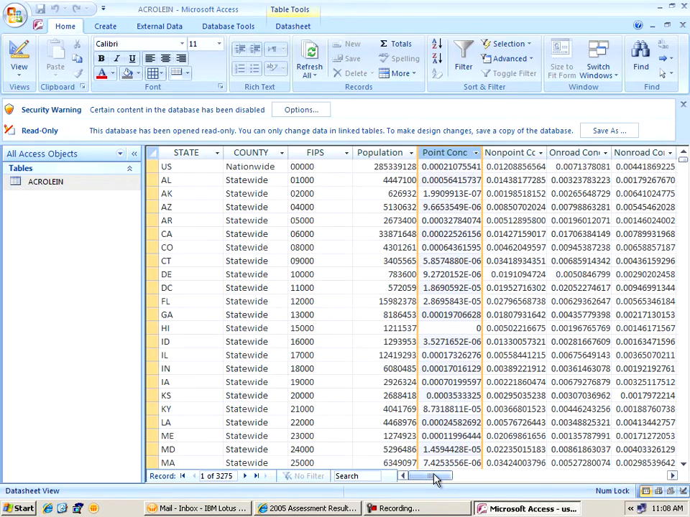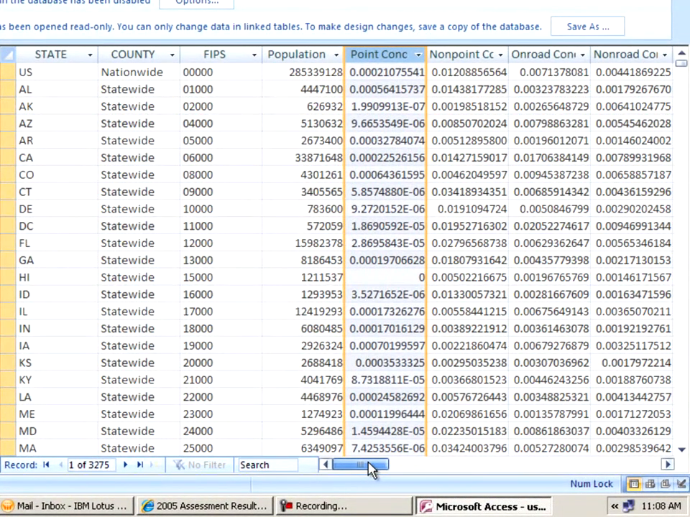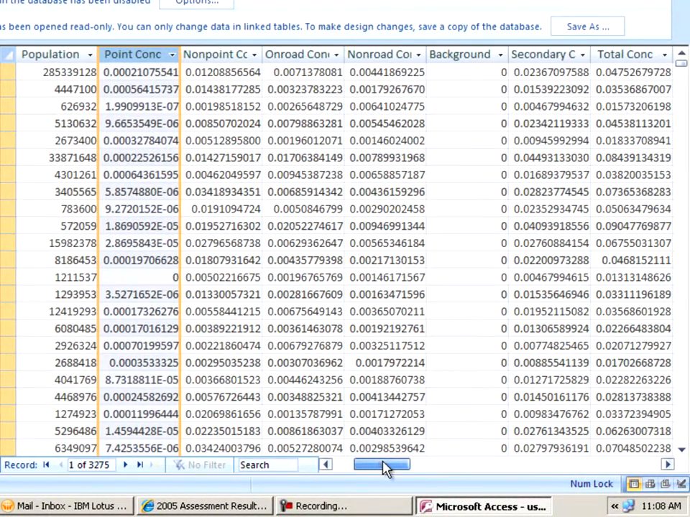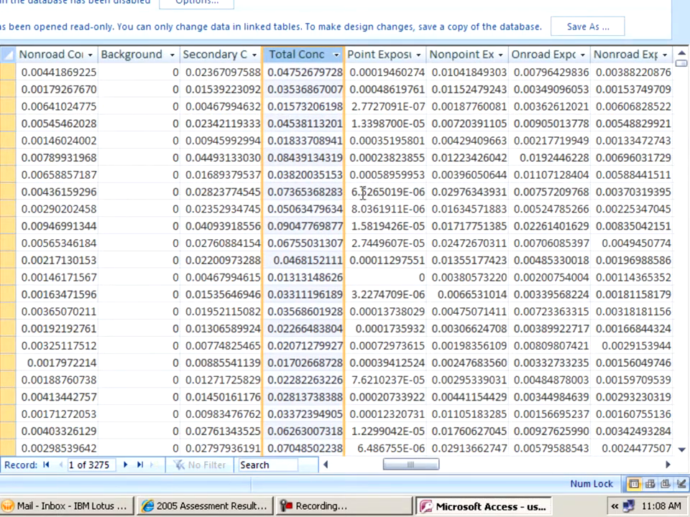But we have ambient concentration broken down by 6 different sectors: point, non-point, on-road, non-road, background, as well as secondary. And then finally a total ambient concentration. So the total ambient concentration in the United States for acrolein is about 0.047, and these are in micrograms per cubic meter.